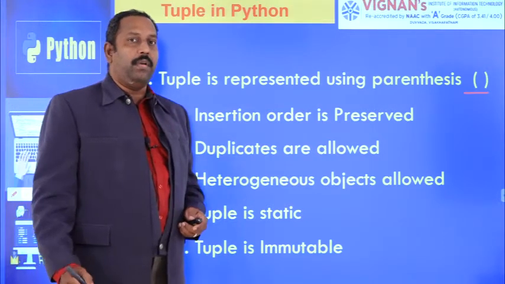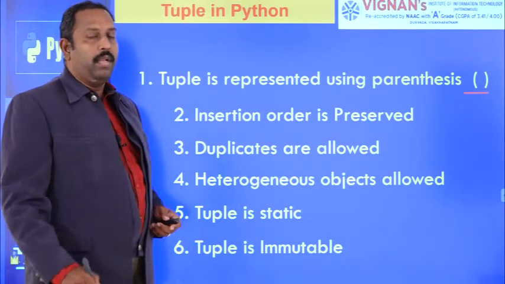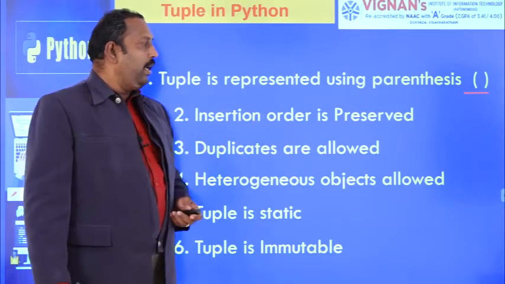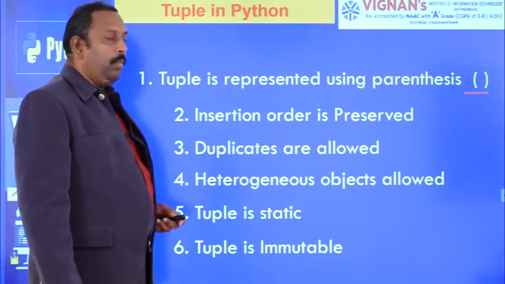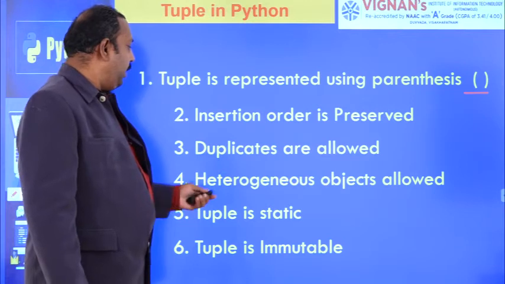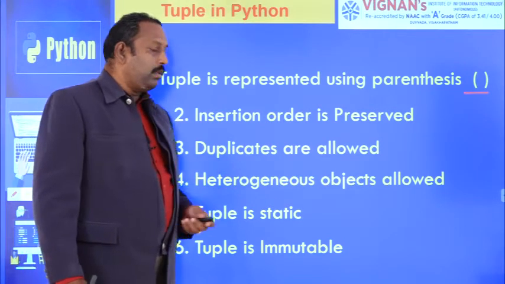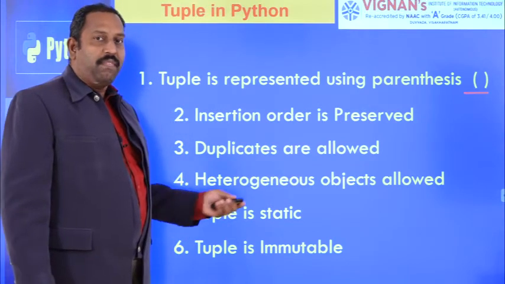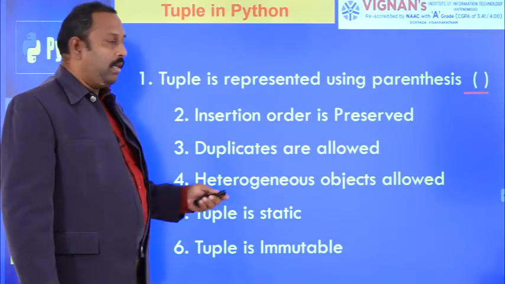Insertion order is preserved. In the same way you have inserted elements into a tuple, the elements will be stored in the same order. Duplicates are also allowed, and it also accepts heterogeneous objects. That means we can store different data types in a tuple data structure.